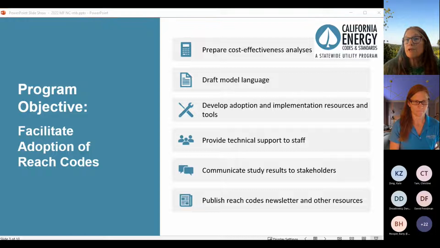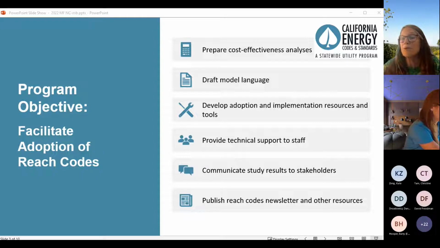We also provide draft model language. We work with several others in the field to do that. We develop several different types of resources and tools. We have checklists and other things like that. We also have a very complex tool, the Cost Effectiveness Explorer, which can help you develop the ordinance itself, look at the impacts, and compare impacts of different policy choices.